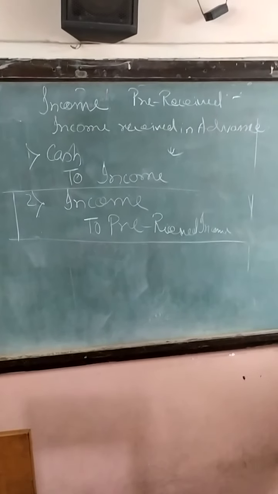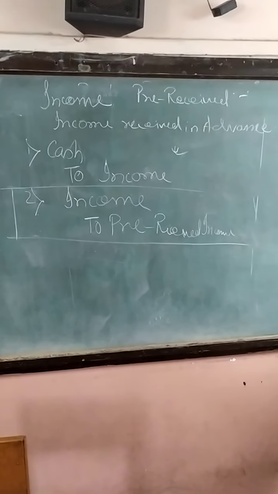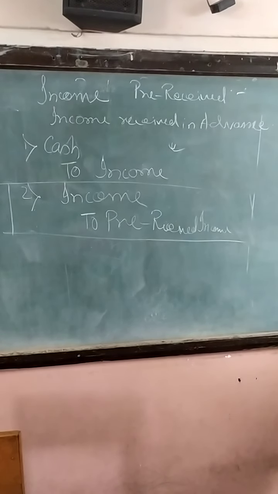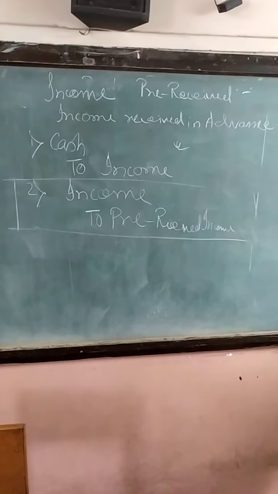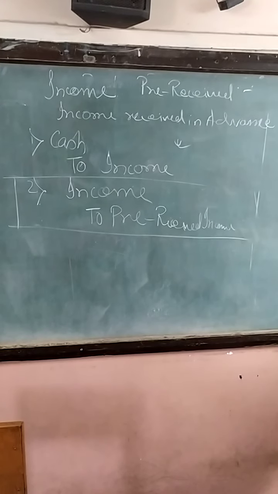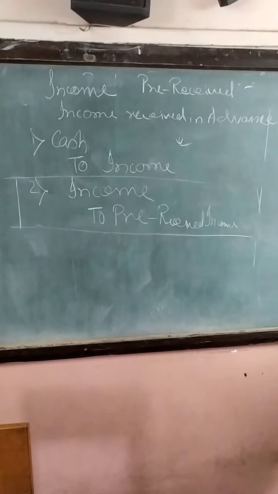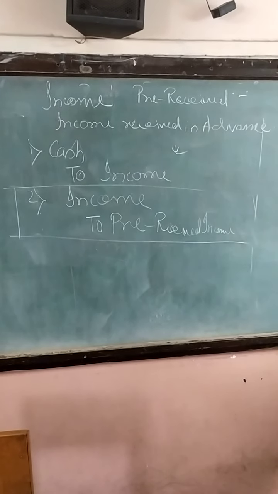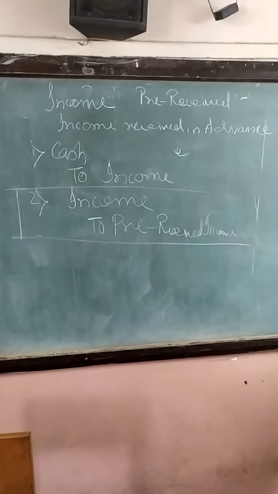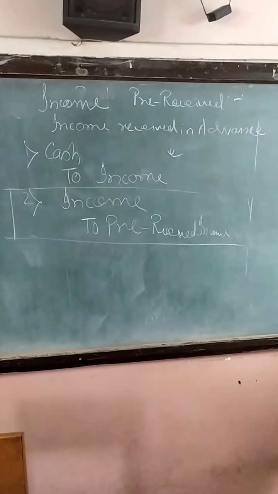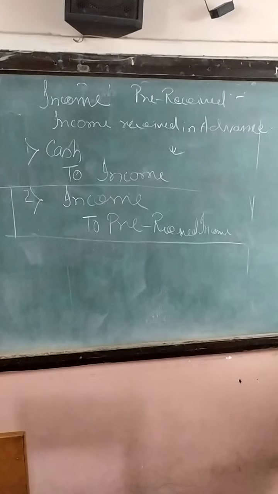Now we will be discussing a new adjustment: income pre-received, or income received in advance. The journal entry is income account debit to pre-received income. Actually it comes from the first entry, cash account debit to income, and that income you have received more, so it will be income to be reduced, so income debit to pre-received income.